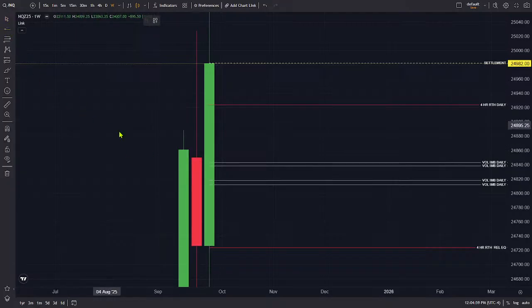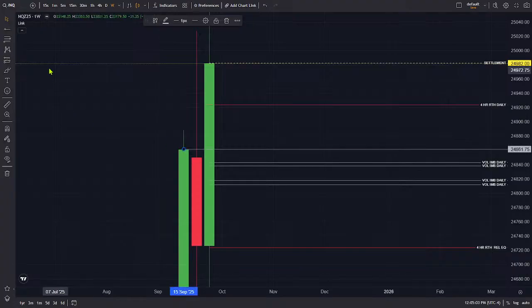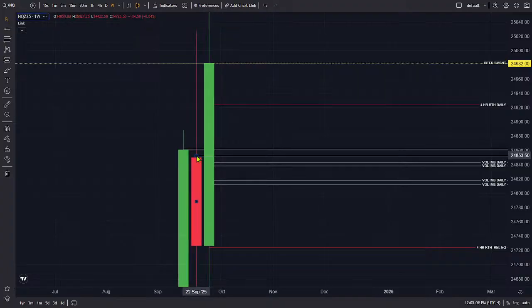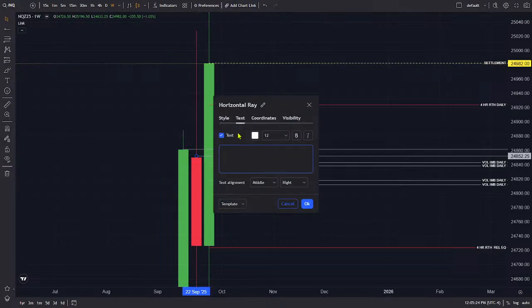So this one and this one. We closed here, opened here, and this would be an NWOG. You don't have to put all these levels on your chart, but you can see how they're clustered, and that's usually a magnet.